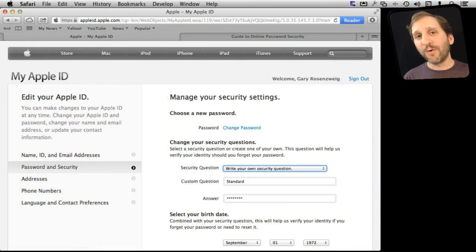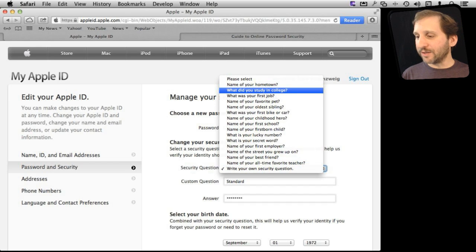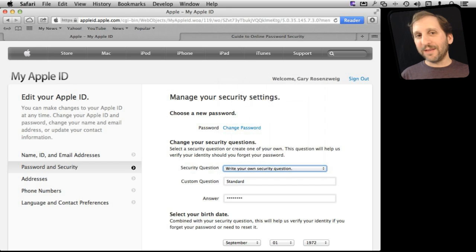Now, the way the reporter's iCloud account was hacked was that the hacker had the last four digits of his credit card and then used those to confirm ID over the phone to Apple and get the account changed. Now Apple's plugged that hole, but what you can do now is still, of course, use security questions. And security questions are things like, for instance, the name of your hometown, or what did you study in college, or what was your first job. And these are really easy to guess.